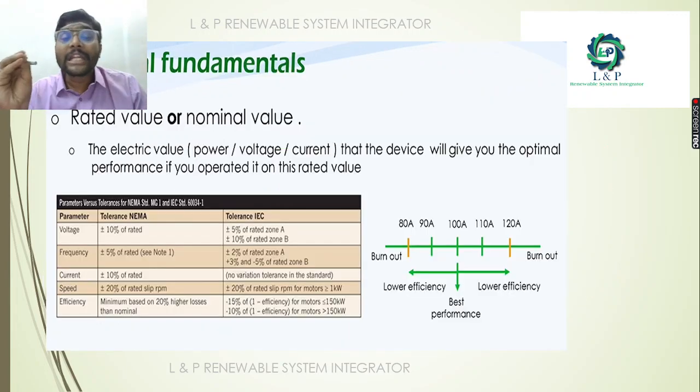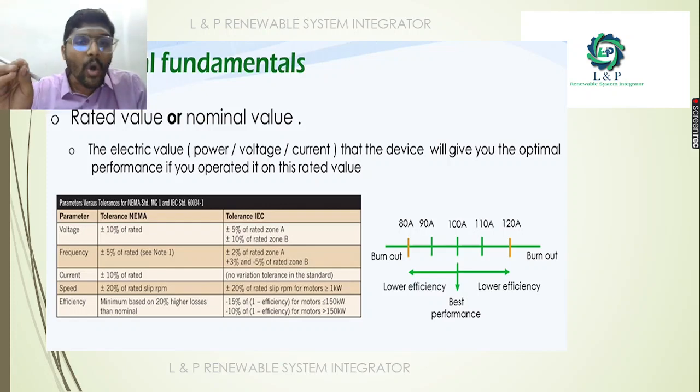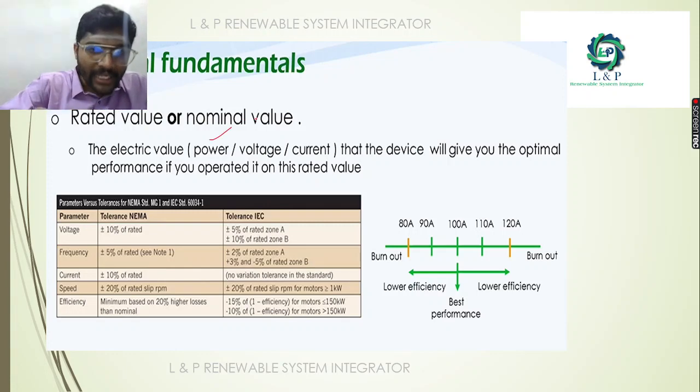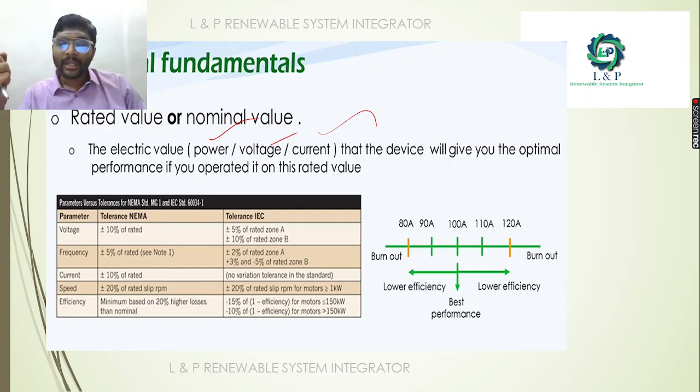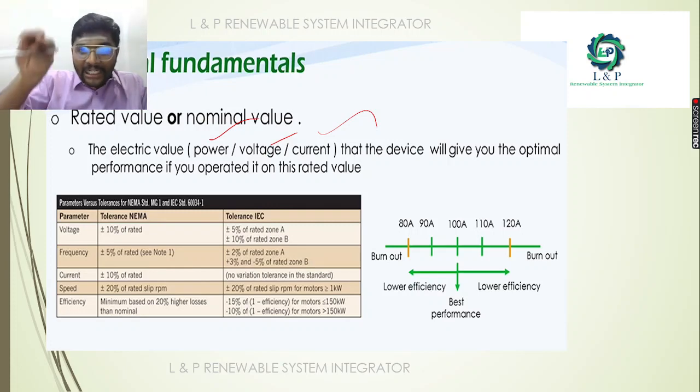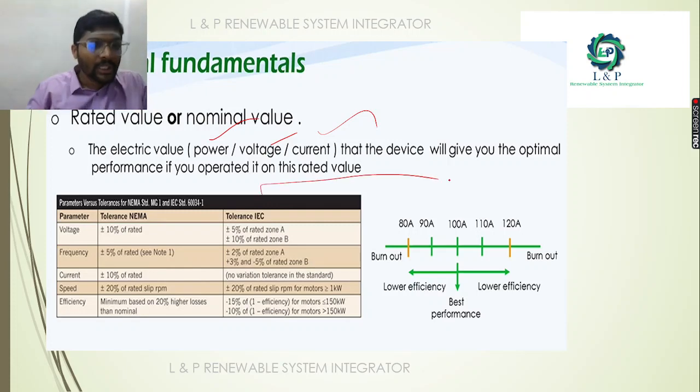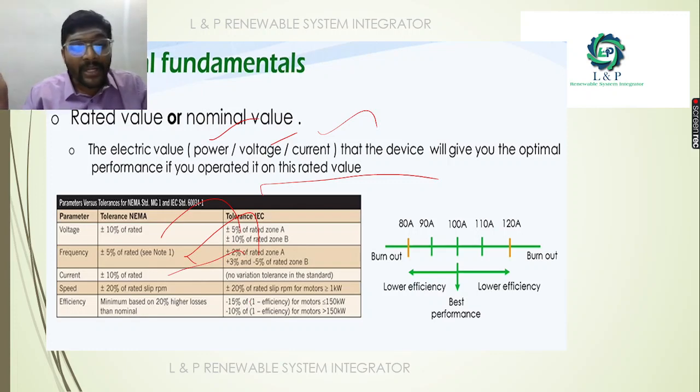In the same way, the rated value plays a very important role. Based on the rated or nominal value of power, voltage, and current of that particular device, we can get optimal performance if we operate electrical equipment, for example motors, at its rated value. As you can see here, they also provide the tolerance ranges. The tolerance range can be 10% in case of voltage, plus or minus 5% in case of frequency, and plus or minus 10% in case of current. The speed also varies plus or minus 20% compared to the rated slip RPM. The efficiency range will vary a minimum of 20%.